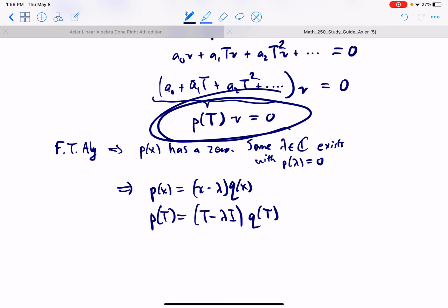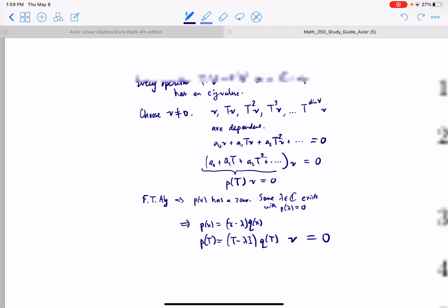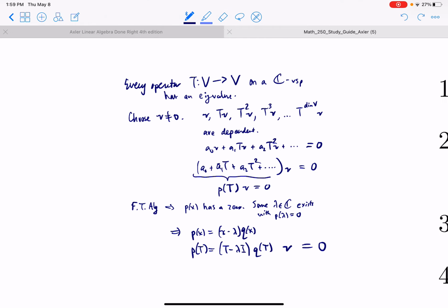And we know that p of T applied to v is 0, so if we apply this to v, we get 0, because p of T v is 0. But what does that mean? Remember, v is non-zero. We just chose some non-zero vector.